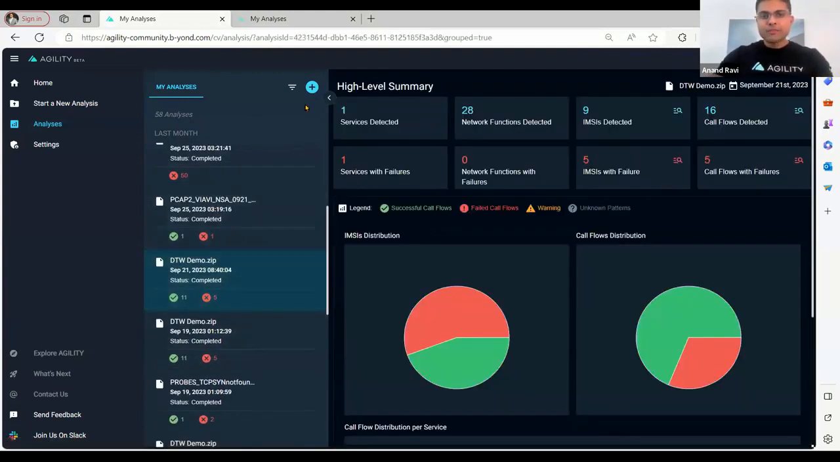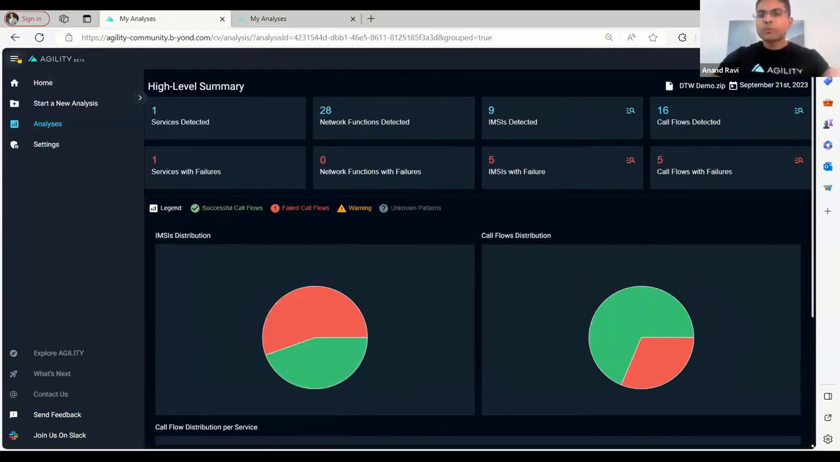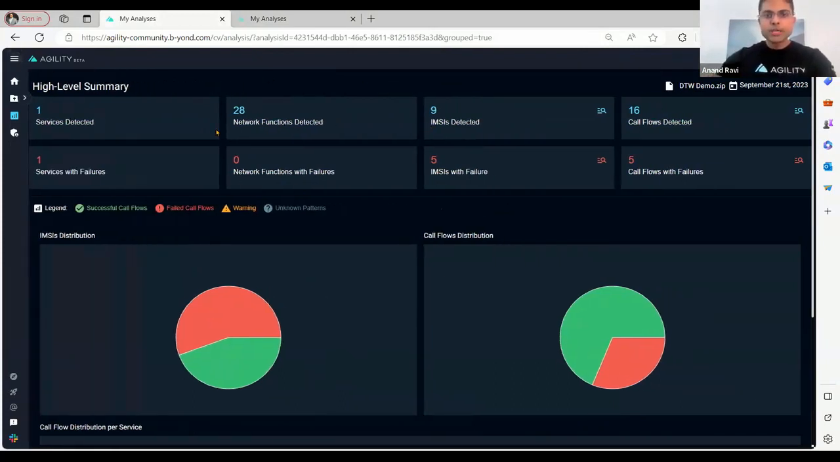I, of course, have the EPS fallback flows already executed here. For the purpose of the demo, I'll dive and focus into how Agility breaks down the PCAPs and the different kinds of insights that it provides. The first one, as I was mentioning, is the high-level summary.